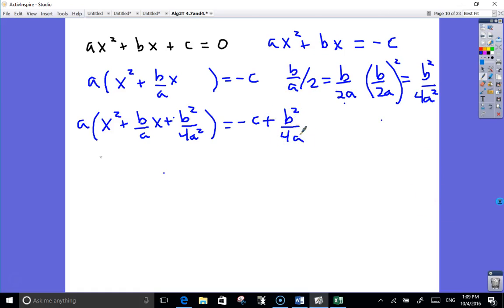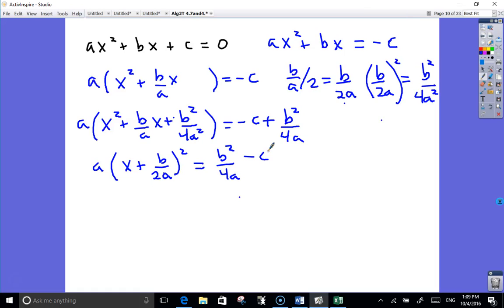Okay, now what does that give us inside the parentheses? What is our perfect square trinomial here? It's x plus, remember, it's whatever you get when you divide by 2. So it's the b over 2a, right? b over 2a, squared, equals, and now I'm going to switch positions on these two. Let's make this b squared over 4a minus c.